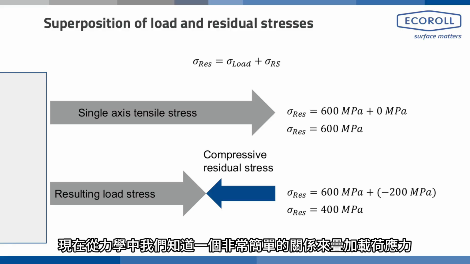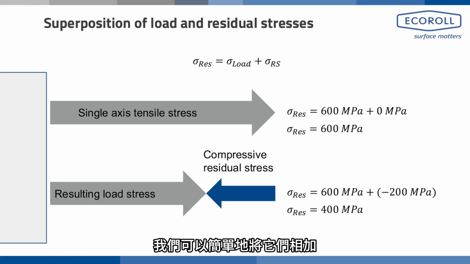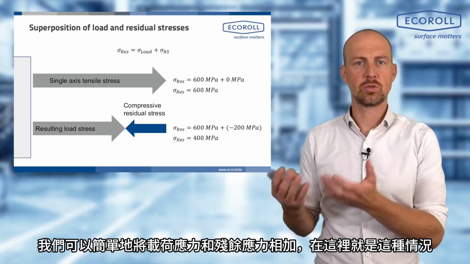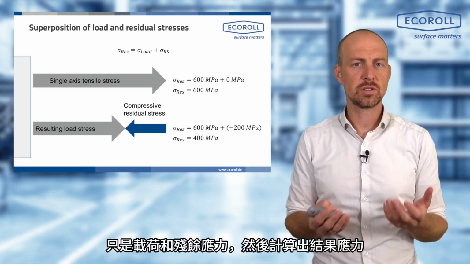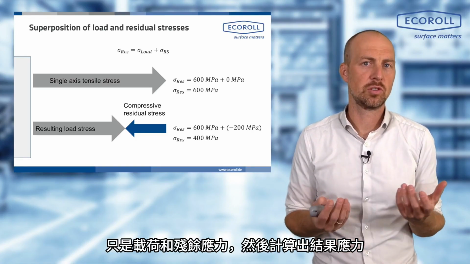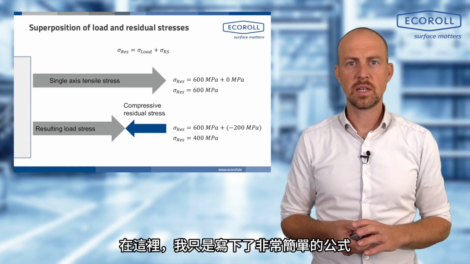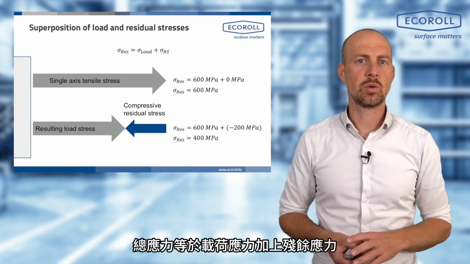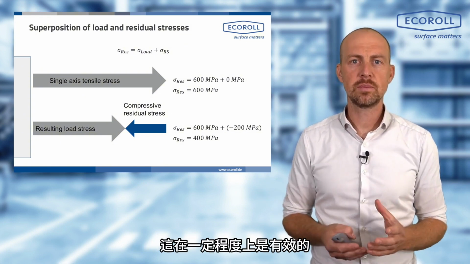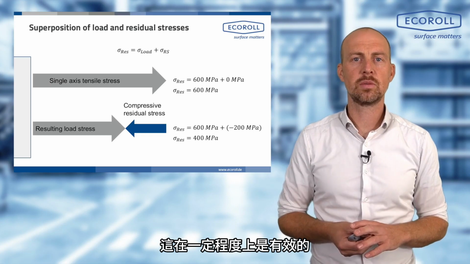Now, from mechanics, we know a very simple relationship for superimposing load stresses. We can simply add them. We can simply add load stress and residual stress. This would be the case here, just load and residual stress, and then calculate a resulting stress. Here, I've just written down the very simple formula: sigma res equals sigma load plus sigma residual stress. This is also valid as far as it goes.